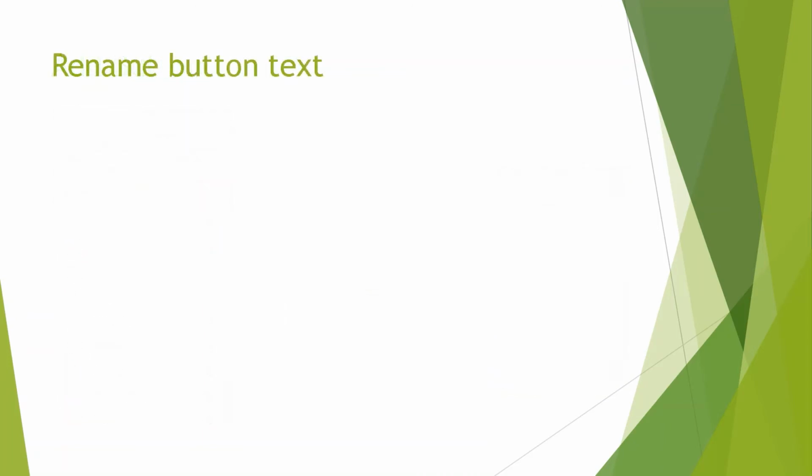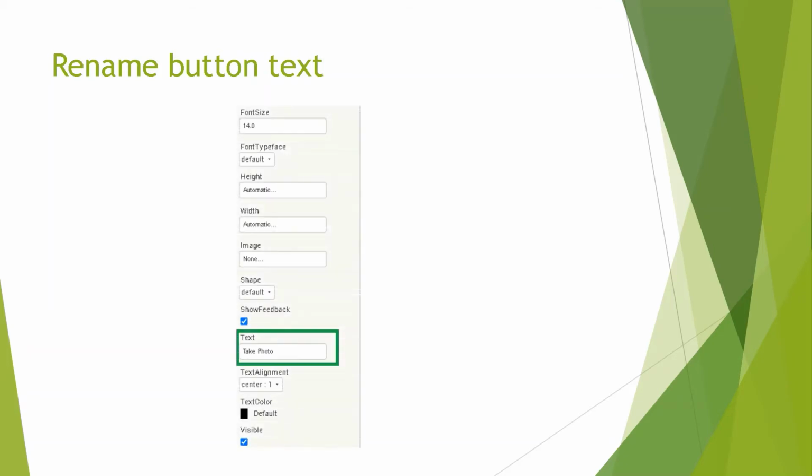Now, we will rename the button text, to be Take Photo. Select Button on the screen. From right side Properties, select Text Value. Change the value to be Take Photo.